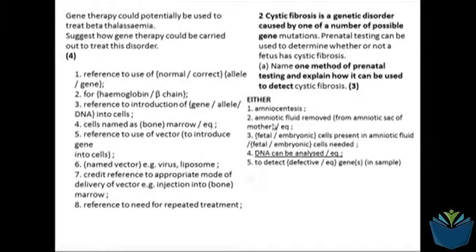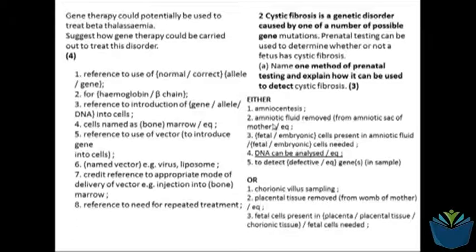The other test that can be done is the chorionic villus sampling. And that's where you remove some of the chorionic villus cells or the placental tissue from the womb, and therefore the DNA can be analysed and used to detect the specific gene that you're looking for.